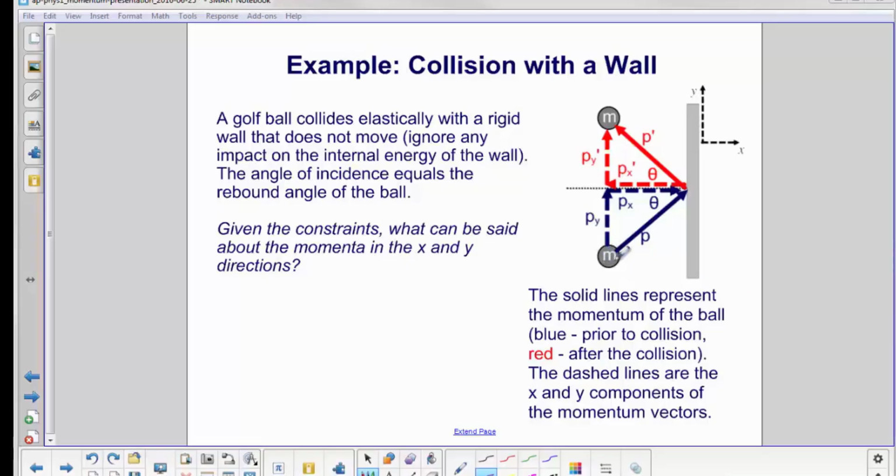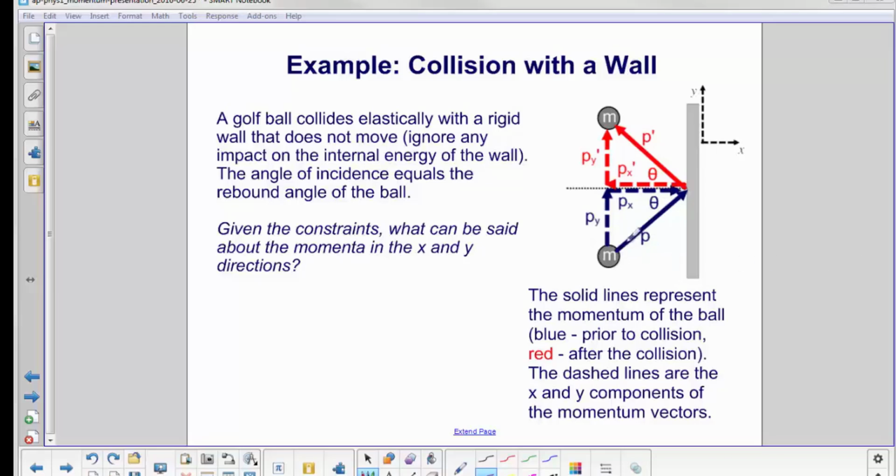A golf ball, down here, collides elastically with a very rigid wall and moves off in that direction. We're going to assume that there's no internal energy change and the wall doesn't move, it's very massive. Earlier we talked about the one-dimensional case, where if a light object hit the wall like this, it would bounce back, keeping the same magnitude of the velocity, just in the opposite direction.